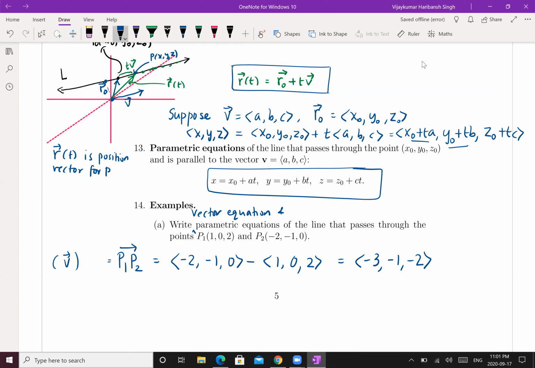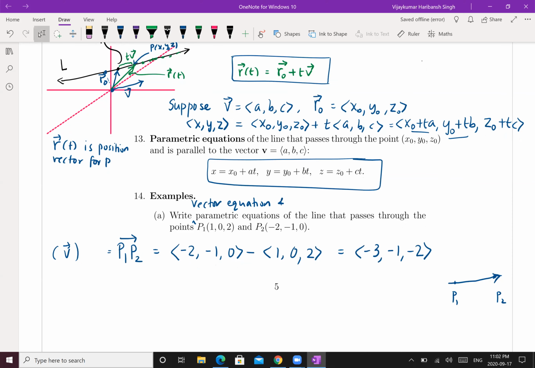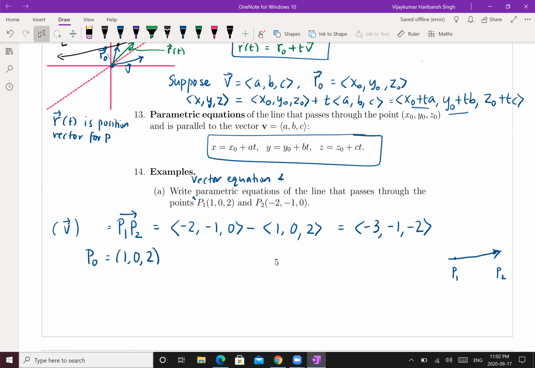Why is that? Because if this is P1 and this is P2, the direction of the line is given by P1P2. Okay, now we need to choose any of these points as x0, y0, z0. So we can choose P0 to be (1, 0, 2). Any of these points can be chosen as P0.